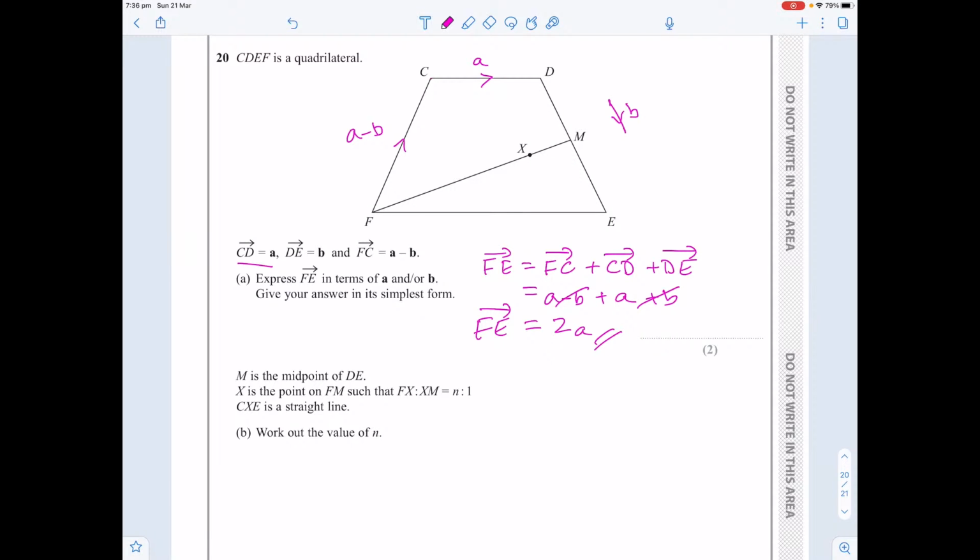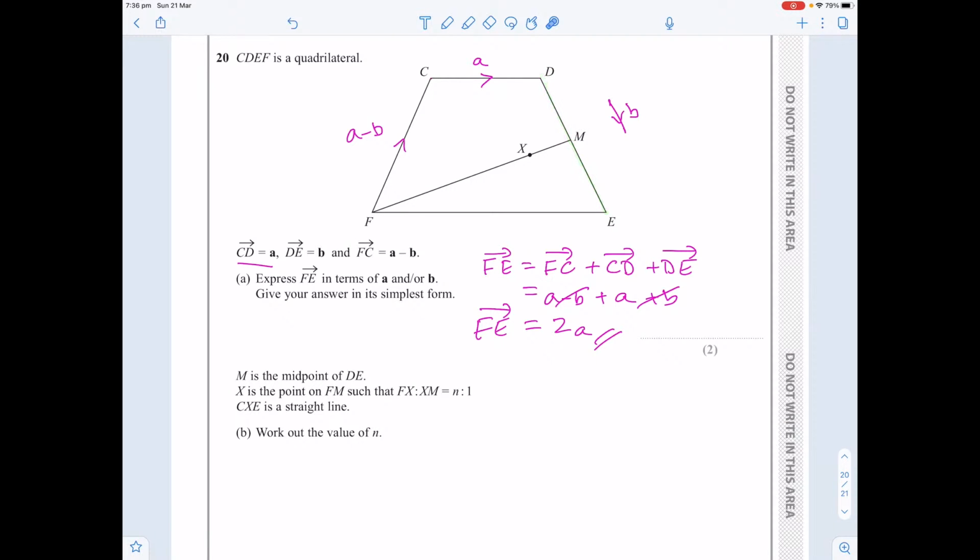Okay. Some questions are tricky and they do require several readings of the question and several diagrams to understand. So let's begin. M is the midpoint of D to E. So here's M right there. It's the midpoint of D to E.